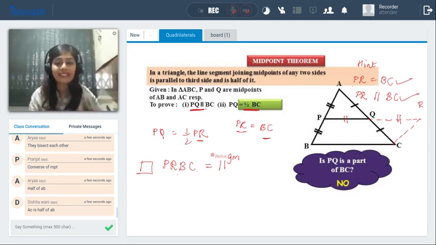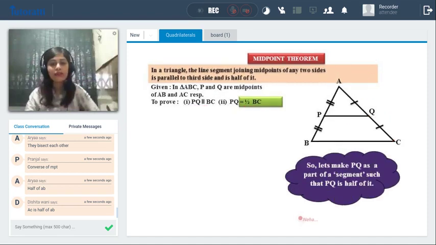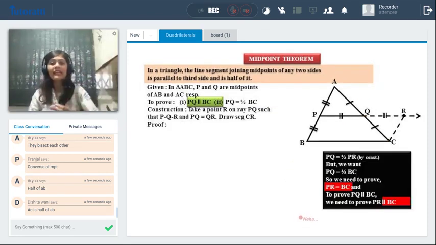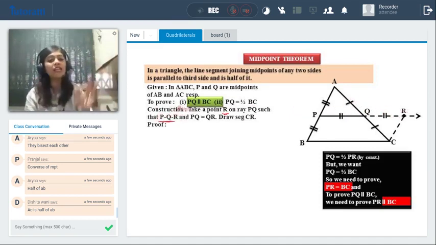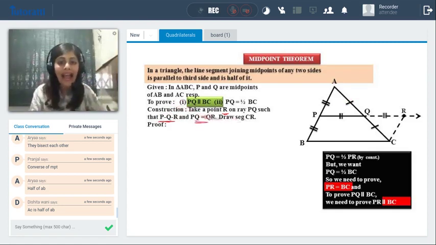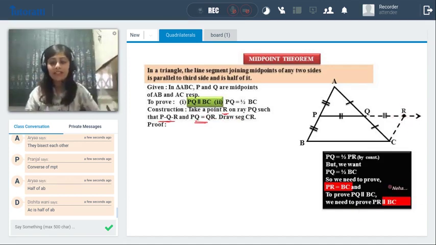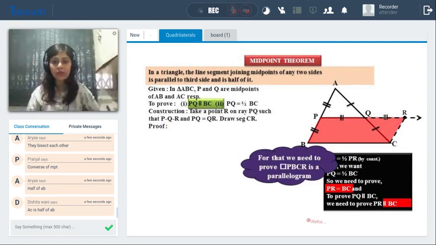Now, from our construction, let's start achieving what we need. Now, let's quickly move to the proof of this theorem. Let's quickly try to get one thing at a time. I need to prove PRCB as a parallelogram. So now let's start proving one thing at a time. Students, first thing we're going to do is, we have seen our construction. Take a point R on ray PQ such that P, Q, R are in the same straight line and PQ is equal to QR. You have already seen that, and we have joined CR, the remaining part. Let's start with the proof.